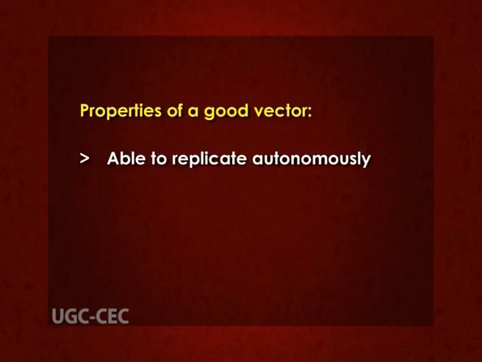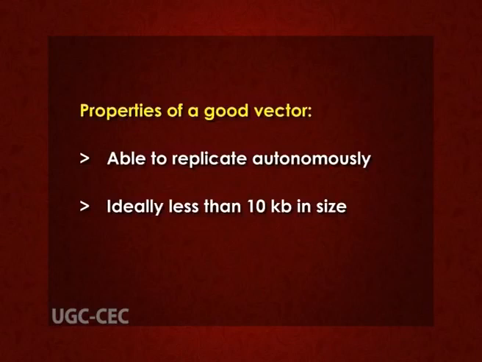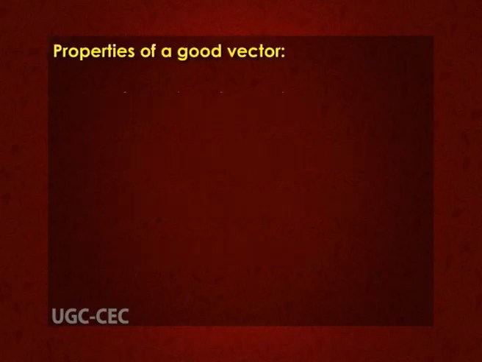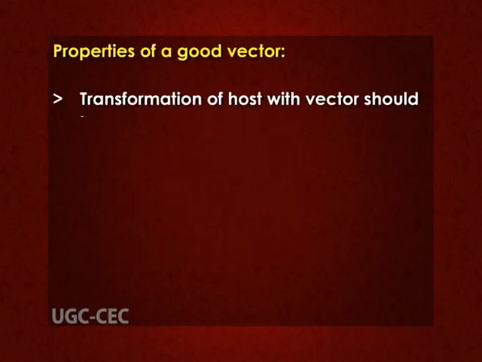A good vector must have the following properties. First, it should be able to replicate autonomously. Second, it should ideally be less than 10 kb, that is kilobase pair, in size, as larger DNA presents difficulties during gene cloning. Third, it should be easy to isolate and purify. Fourth, transformation of the host with the vector should be easy.